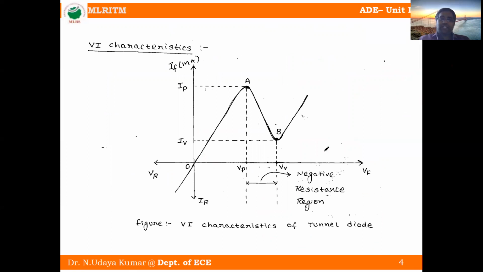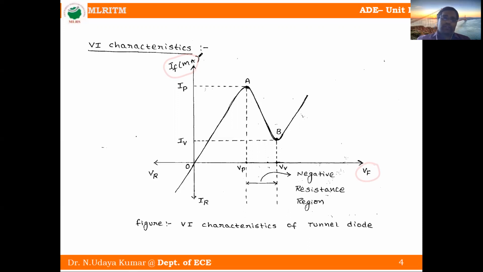So by seeing this figure, we can observe that this tunnel diode is operated in forward bias, because this region is forward bias. VF is the forward voltage and IF is the forward current. That means these characteristics are in forward bias. So voltage is more than 0. So forward bias.